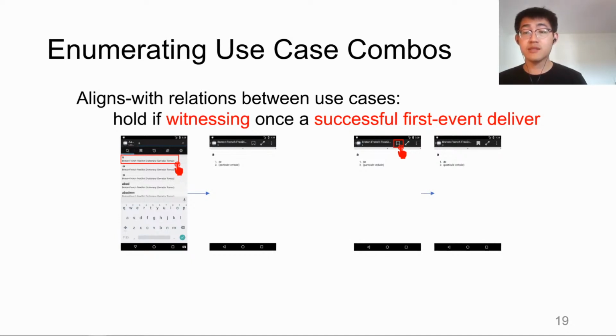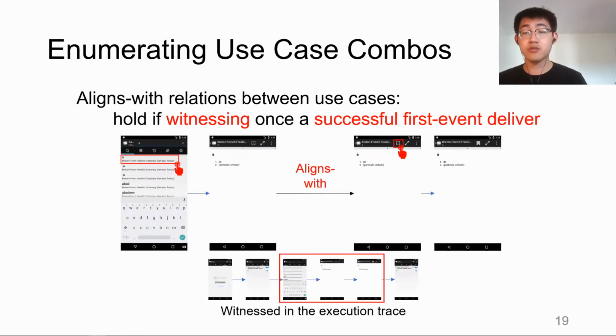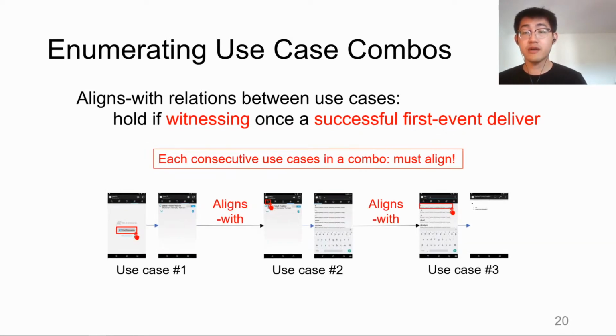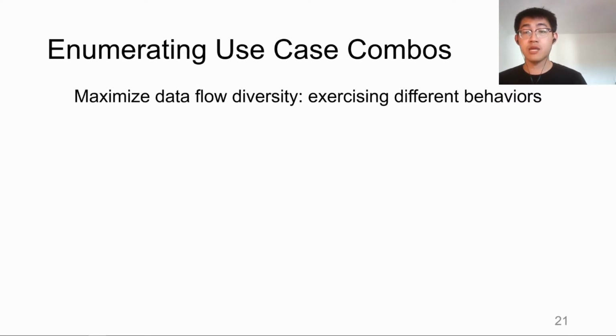Therefore, we need to ensure that each use case can properly manifest the functionalities of the app. We do so with aligns-with relations between use cases. A use case aligns with another if we witness at least once in the execution trace that the first event of the second use case is successfully delivered to the app as the end state of the first use case. Otherwise, they are not aligned. Now, by ensuring that each consecutive use cases in a combo are aligned, each use case is very likely to manifest designated functionality. Now we have made sure that our combos are meaningful.